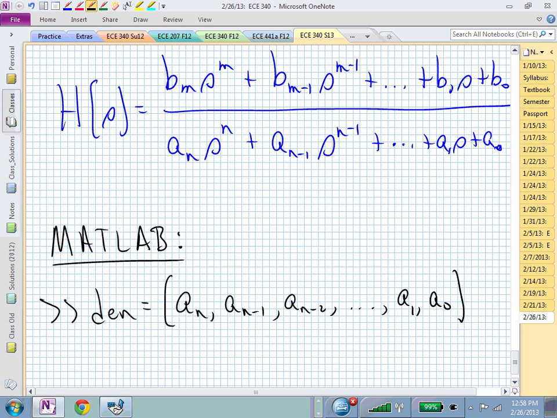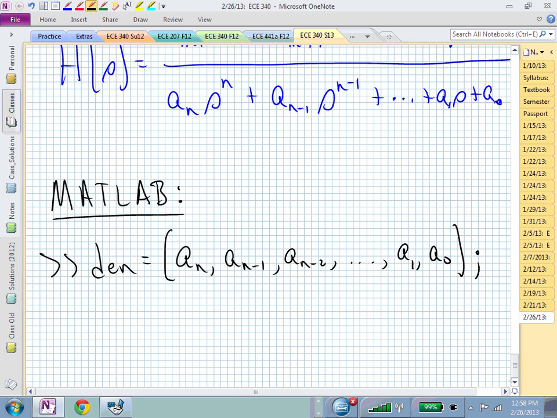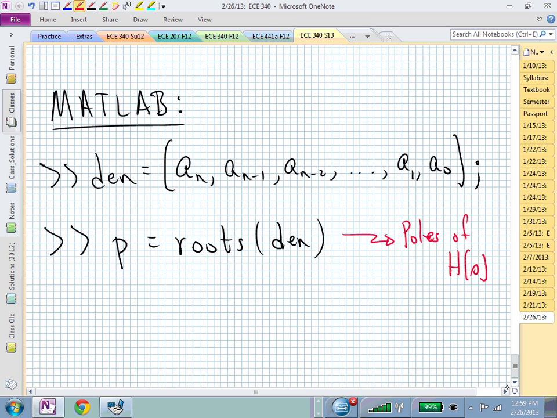In this case, I'm looking for the roots of the denominator, or the poles in this system. Once I've defined this as a polynomial, which MATLAB likes to play with as vectors and matrices, now this polynomial is some vector. I can simply say P is equal to the roots of den. And that then provides me with the poles of H of S.